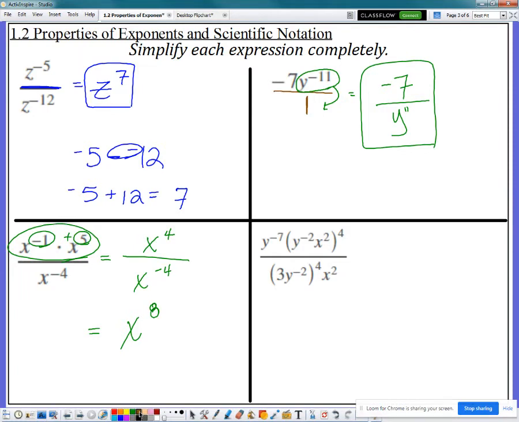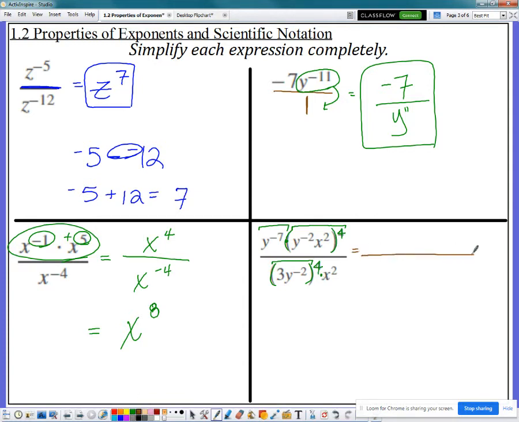All right, and then last but not least, this lovely problem. I just want you to realize that we do have monomials here. We have a monomial, which is y to the negative 7th, times the parentheses, which is another monomial. Then we have this monomial times x squared. If you look, the things in the parentheses have a power. So this parentheses is raised to the 4th power, and so is this one. So our first step is to get rid of parentheses.